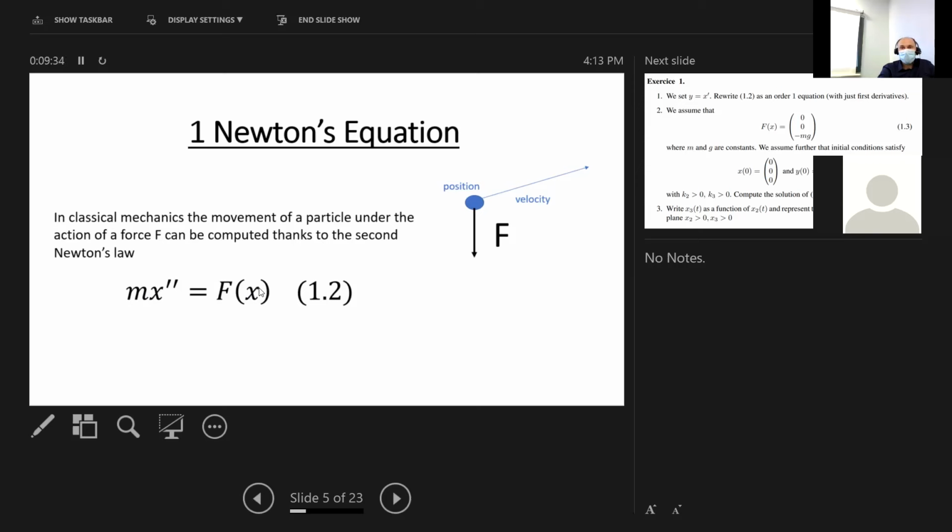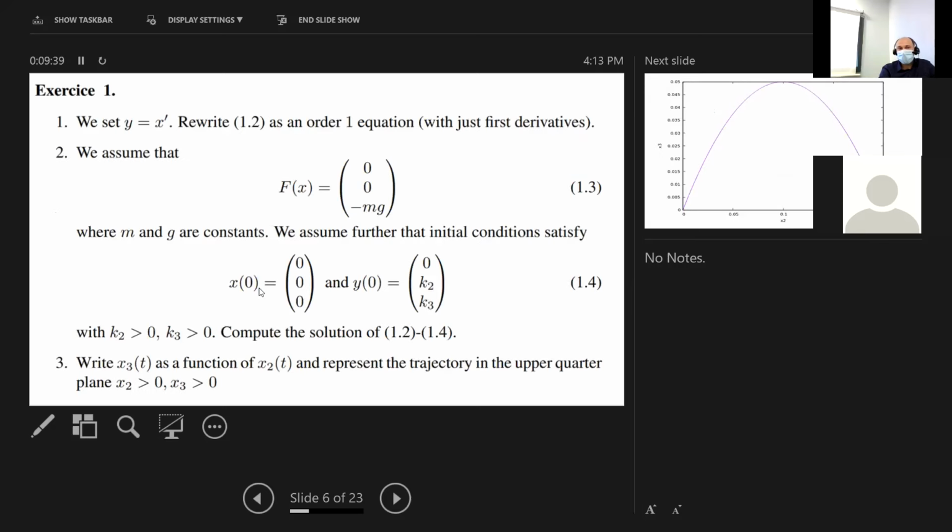I propose the following exercise, which is written here. First, by writing y equals x prime, I ask you to rewrite the equation in a way that only the derivative of order 1 appears. That's the first point.